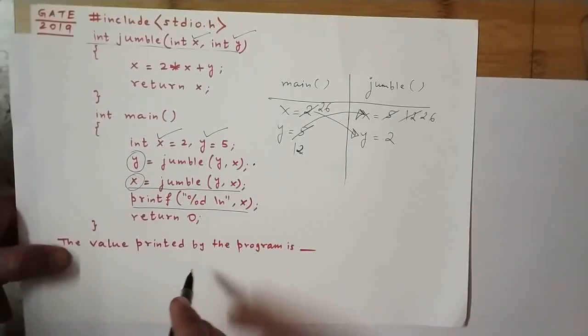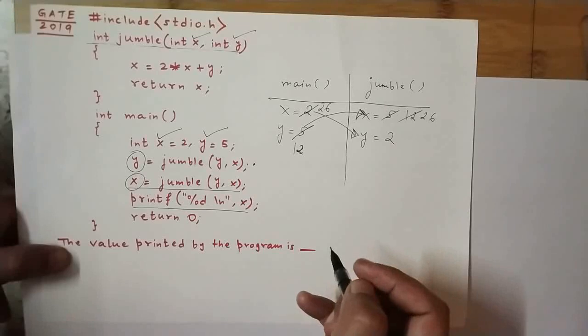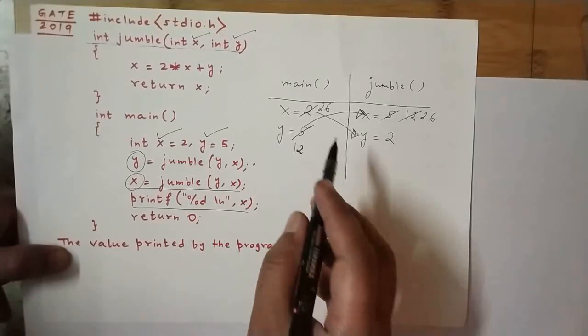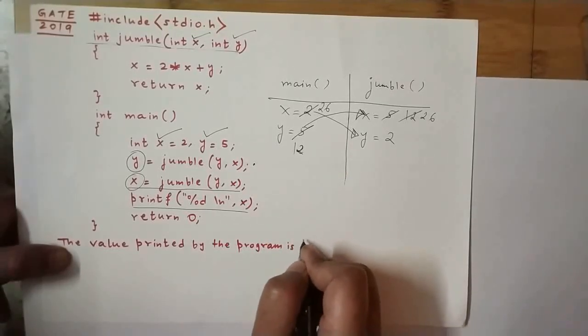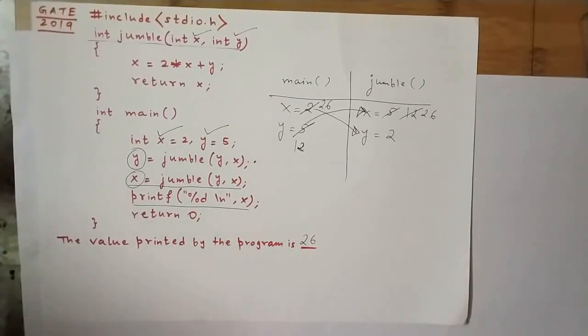This was another numerical answer type question. So in fact we had to key in the exact answer, and the exact answer happens to be 26. I hope this really helps you. This was, according to me, the easiest one out of all the C programming questions that were asked in this year's GATE examination. This was the easiest one.